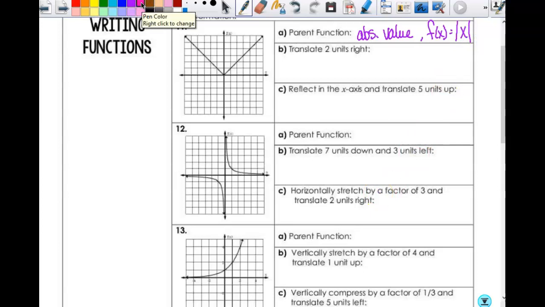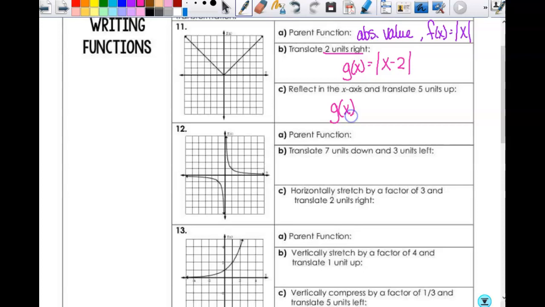Okay? All we want to do is translate it 2 units right. So does that affect x or y? X. That means it's inside the absolute value. So g of x is equal to the absolute value of x, what? Minus 2. Everybody okay with that? All right, so then we're going to go back to the parent function.